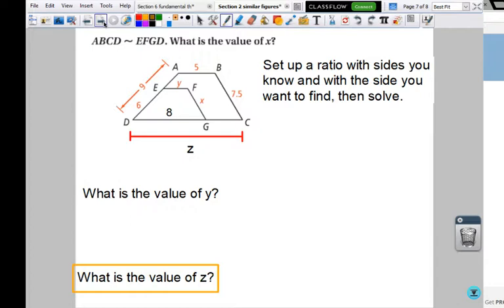All right, so we've got one last slide of notes. Let's go over it. EA equals 3. In this shape, ABCD is this big trapezoid here. It is similar to EFGD, which is this little one kind of on the inside.